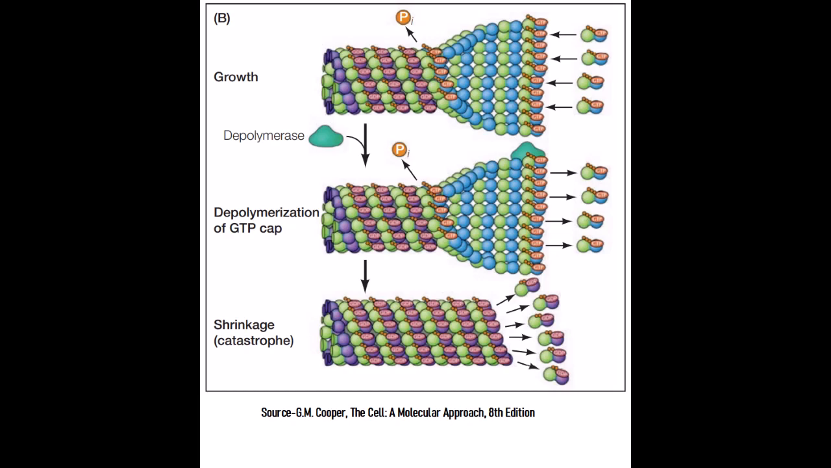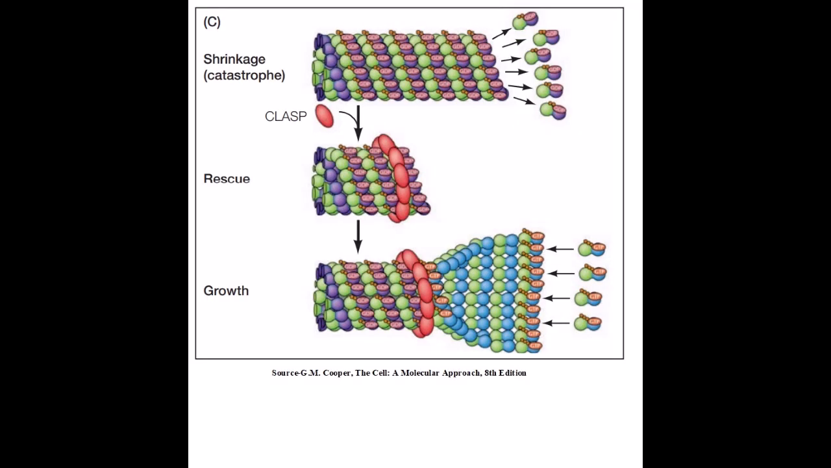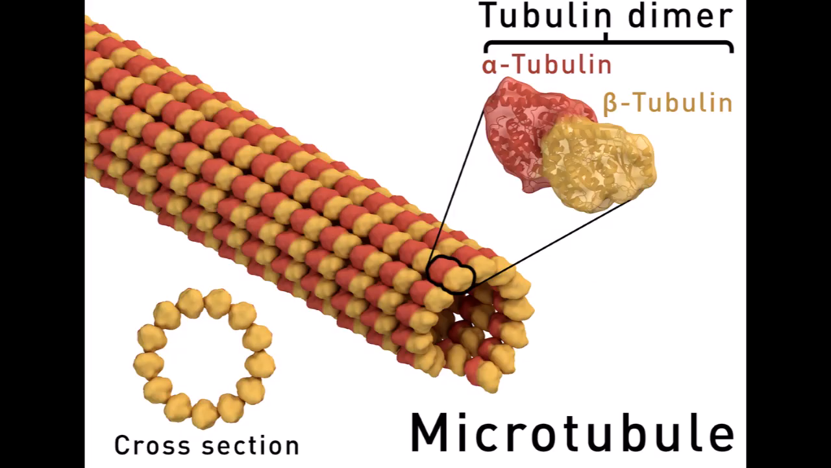There is another protein called CLASP protein which can rescue microtubules from shrinkage by inhibiting disassembly and reinitiating the growth. These opposing actions of MAPs can control microtubule growth and shrinkage as per the requirement of the cell. This is all about the microtubule structure, assembly and function.